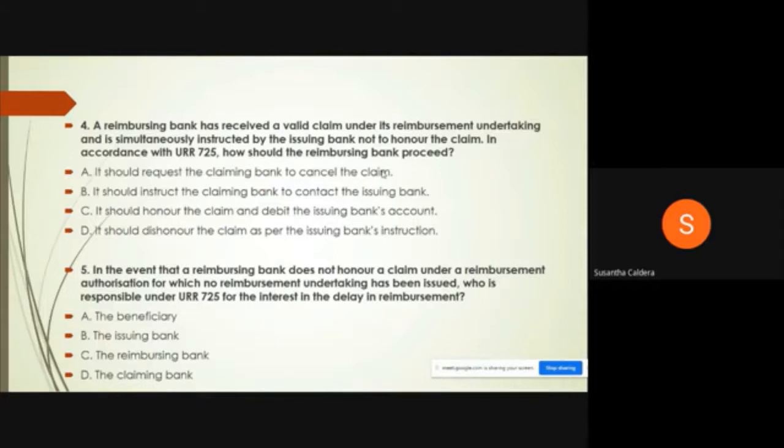In the event that a reimbursing bank does not honor a claim under reimbursement authorization for which no reimbursement undertaking has been issued, who is responsible under URR 725 for the interest in the delay in reimbursement? If they are not paying, and due to that there was a delay and the customer is asking for interest charges, who has to pay? Beneficiary, issuing bank, reimbursing bank, or claiming bank? Quickly. Issuing bank, right? Okay.